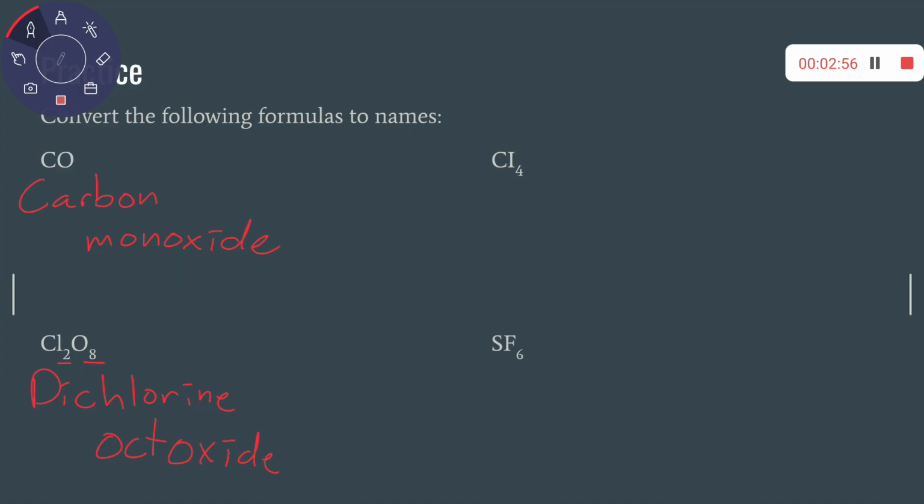So let's try the next one. We've got carbon, we've got iodine. 1 carbon means no prefix, we just call it carbon. Then I look at my next one. Iodine is going to become iodide. How many iodides? 4 of them. So I call this tetraiodide.